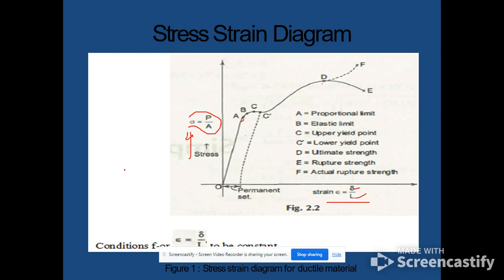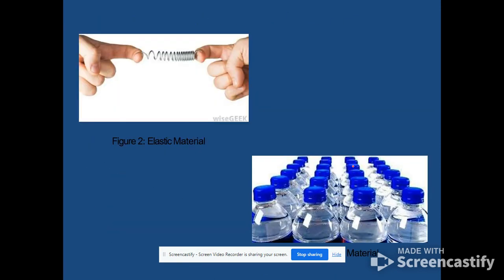Next, the second point, B, is the elastic limit. What is the elastic limit? Even if the material is stressed beyond the proportional limit, it can regain its original shape and size. That is called the elastic limit. For example, springs and elastic materials.